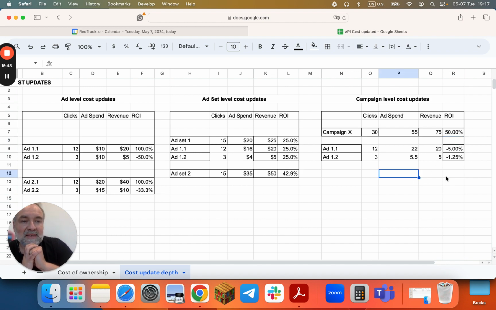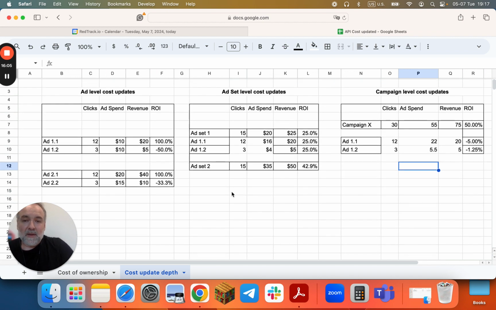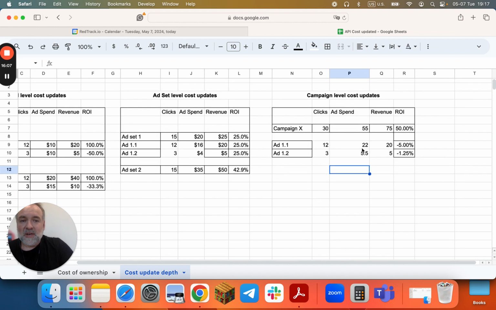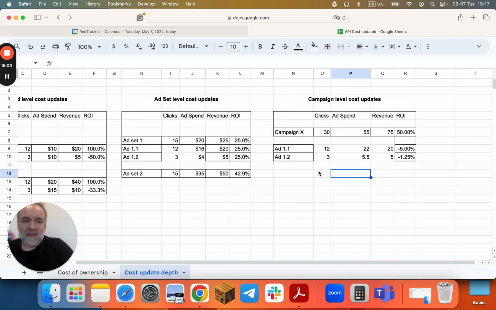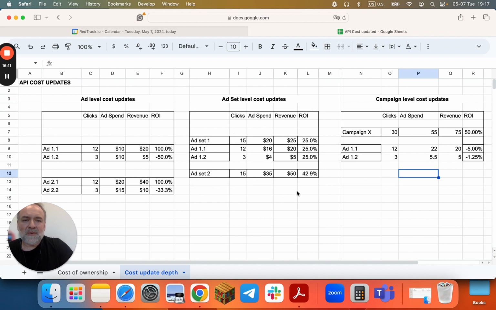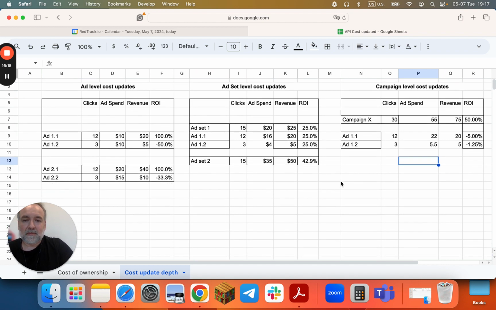Both ads are not performing at all. So if you do campaign level cost updates, and again, this is the model, you will probably kill all the ads and start losing, well, not earn any money. So this is just a model, but it illustrates the impact of averaging the numbers on different ad cost level updates.